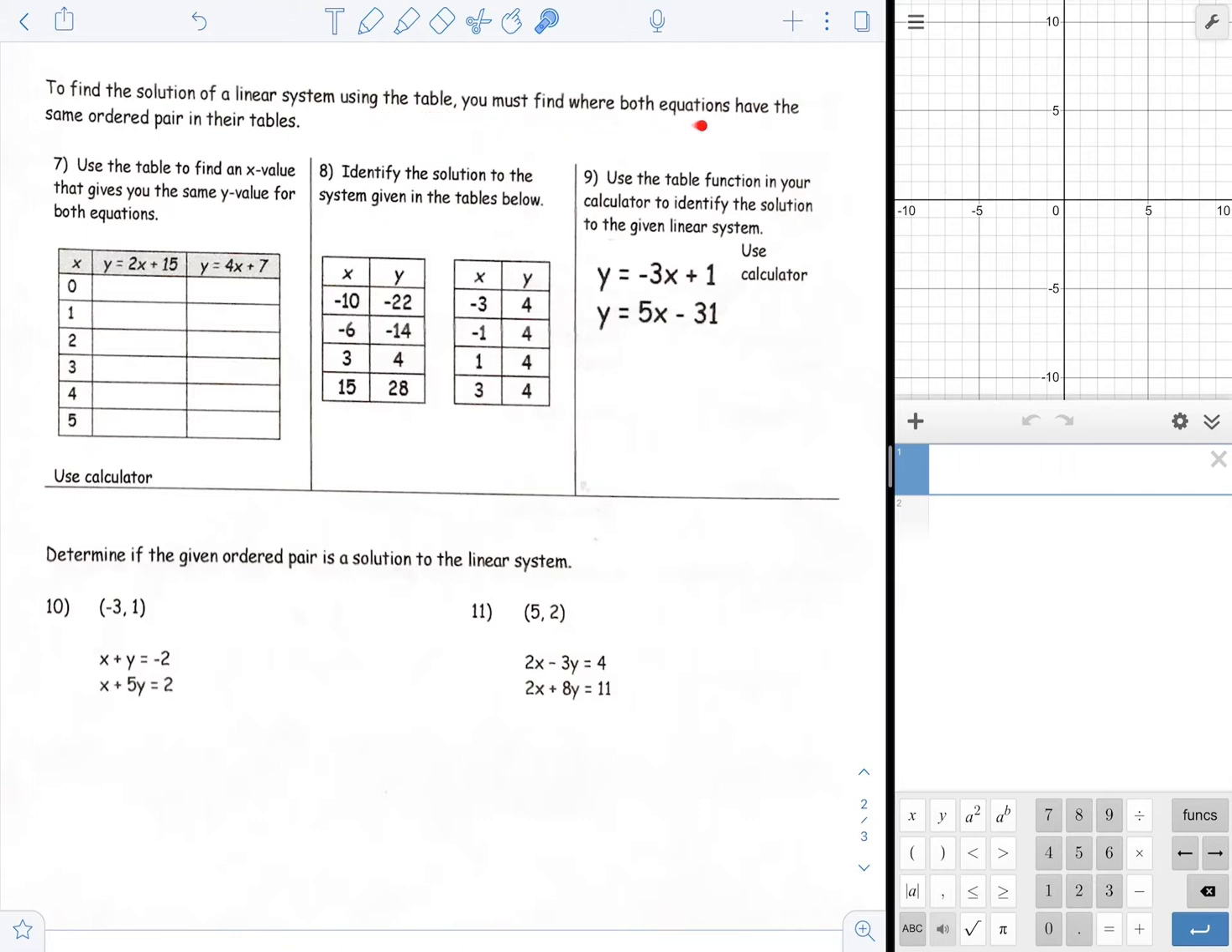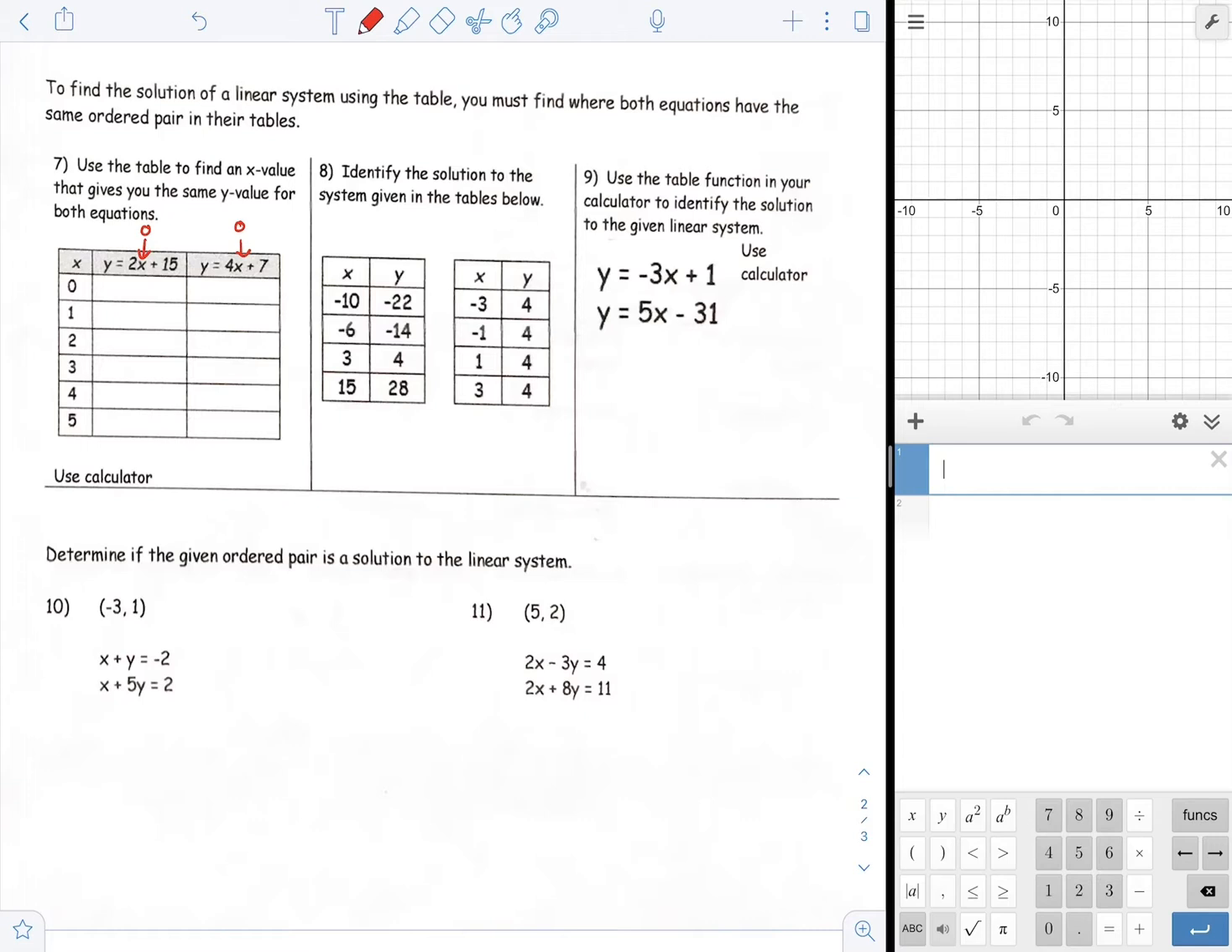You must find where both equations have the same ordered pair in their tables, meaning the x and y. So we're going to start off with number 7. It says use the table to find an x value that gives you the same y value for both equations. So we're going to be filling in the tables for each equation. Now we're given that x is 0. So what we would do is plug in for x in each of these equations each value. For instance, we're going to start off with 0 and see what we come out with.